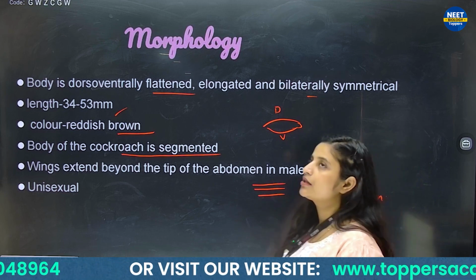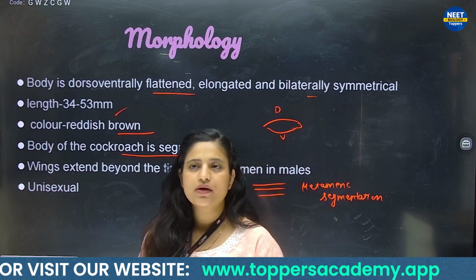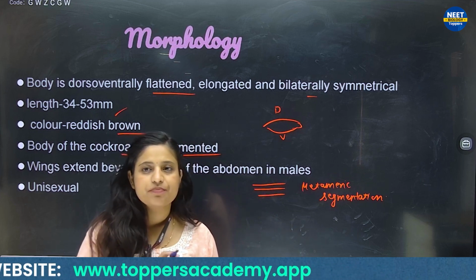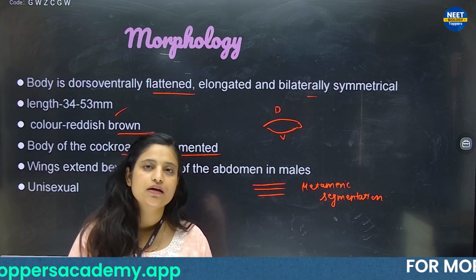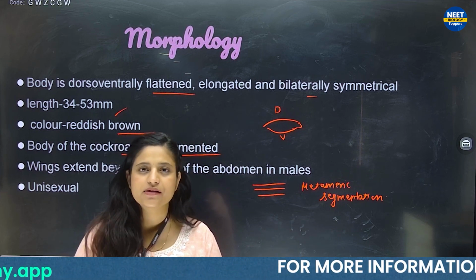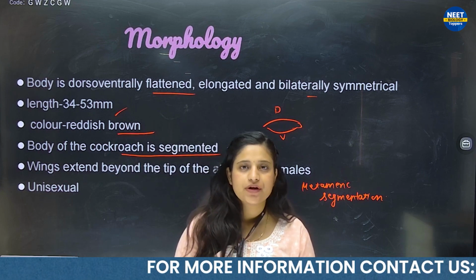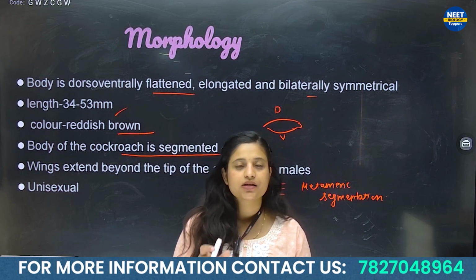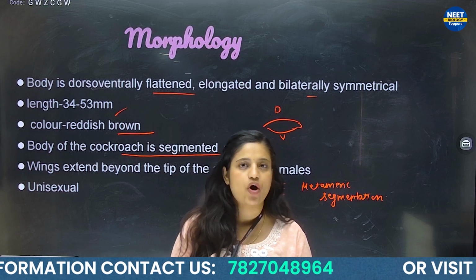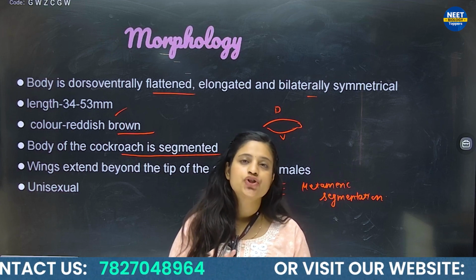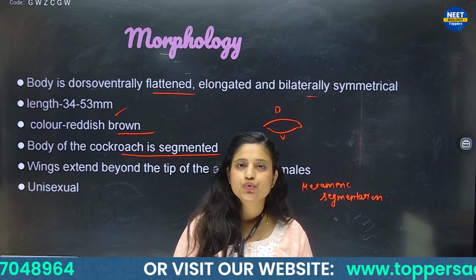The next is that they have wings, okay. The male cockroach has wings, and in females wings are also present. But what's the difference here? The male has extended wings beyond the abdomen, but females have shorter wings as compared to the male.